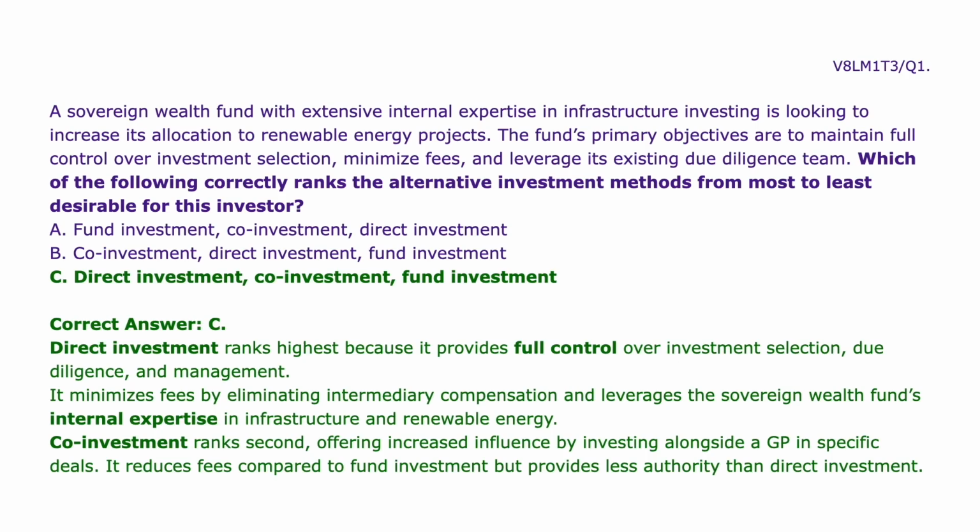The fund has expertise, wants maximum control, minimum fees, and to leverage its due diligence team. This points to direct investment first. Direct investing means the investor selects and manages the investment itself with no intermediary, so full control, lowest fees, and uses its own team. Correct answer is C.